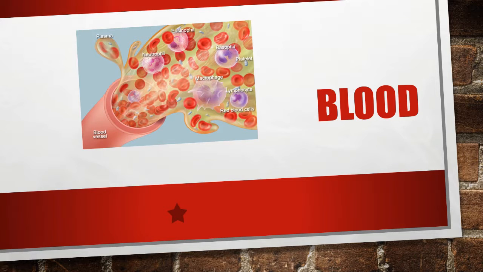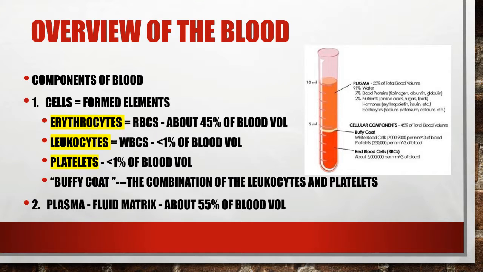In this video, we are going to talk about blood. Overview of the blood. The components of the blood contain cells and plasma. The cells contain red blood cells, another name erythrocytes. It makes about 45% of the blood volume.